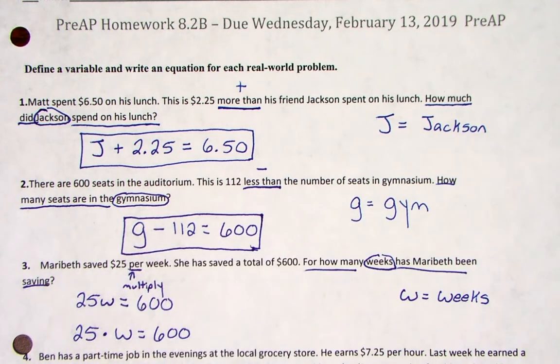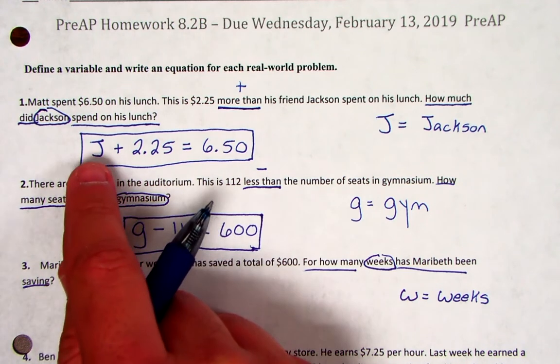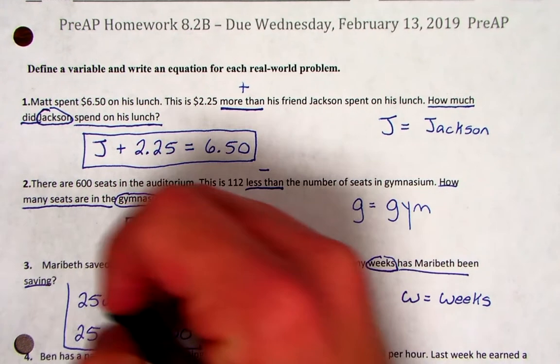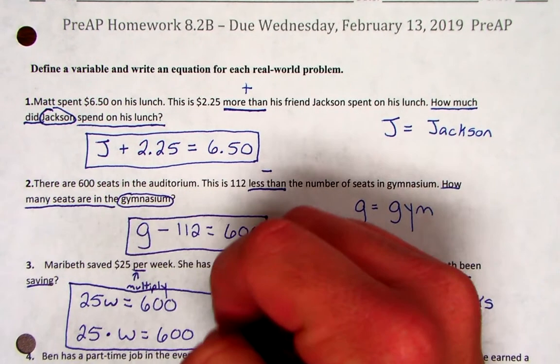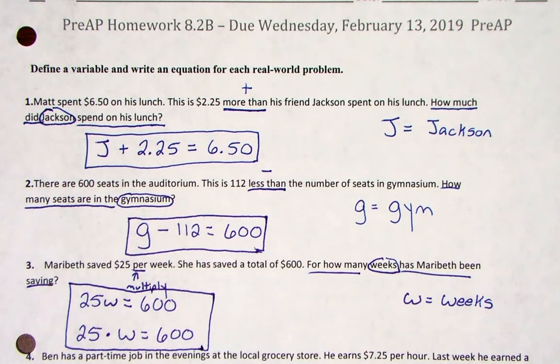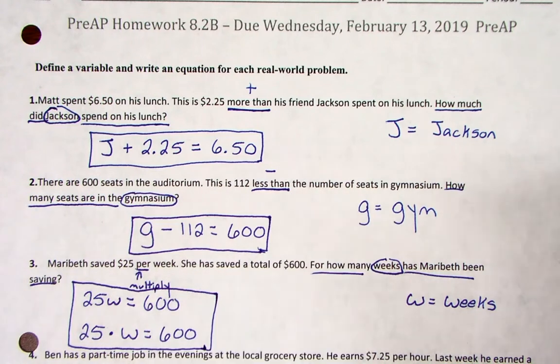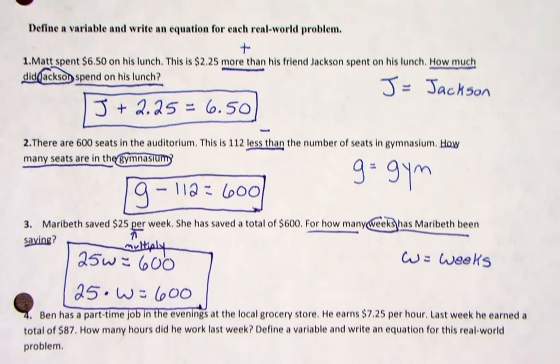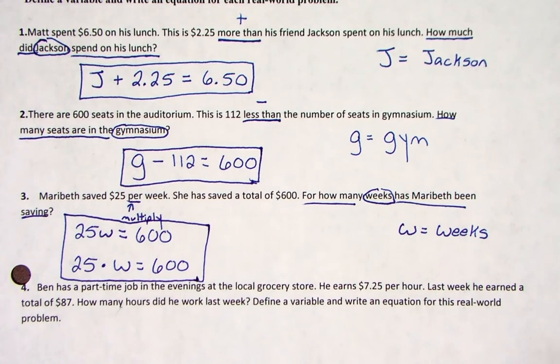Eventually what we're going to do is we're going to go ahead and solve for our missing variable. We will eventually go into solving these. But right now all we're doing is labeling, showing us some key vocabulary words and what they mean, and then setting up our equation. Okay.